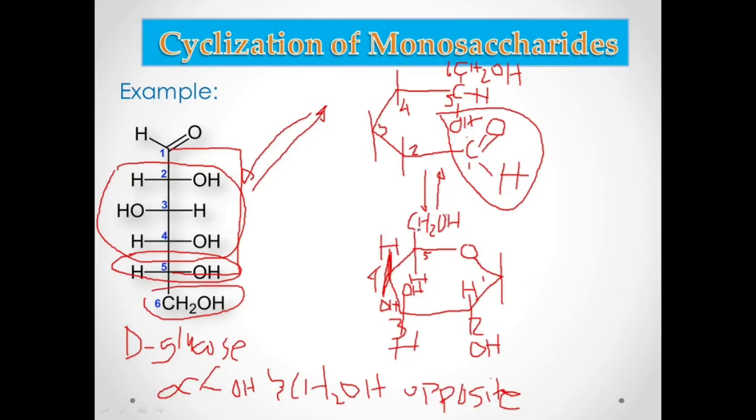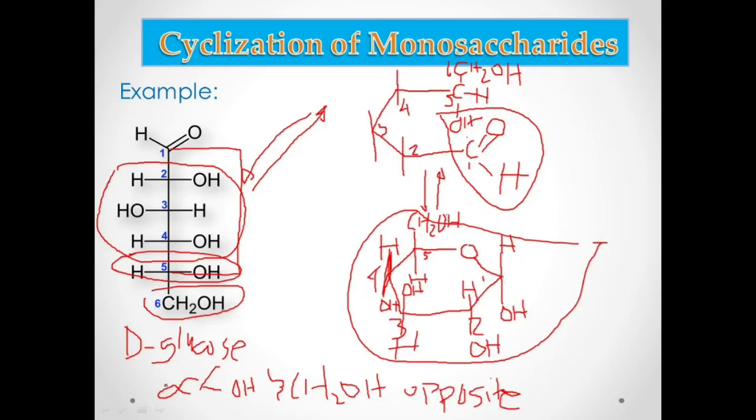So if the CH2OH here is at the top on carbon number 5, am I right? So the CH2OH is at the top. Therefore, if we put the OH at the bottom of carbon number 1, with an H also here, then this cyclic is an alpha anomer. Or you can put the CH2OH at the bottom and the OH at the top of carbon number 1, and that will still be an alpha anomer.